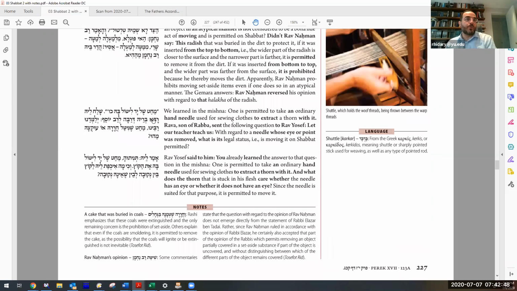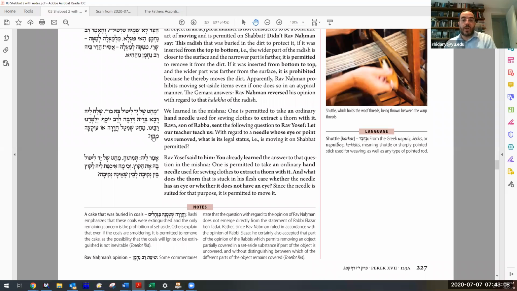Next, we get to the needle. We spoke about needles a bunch before, and this is the main section. "Machat shel yad litol ba." You can take a needle. It's usually used for sewing, but you want to get a splinter out. That's fine. Shalach le Rabba bered Rabba le Rav Yosef, "Yilameden Rabbeinu machat shenital harara o ksah mahu."